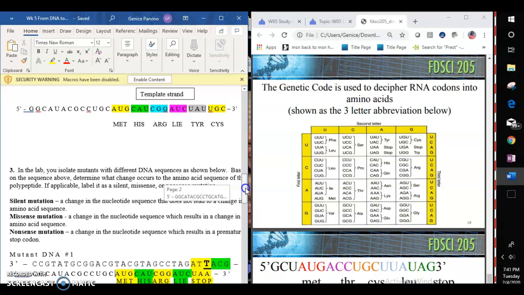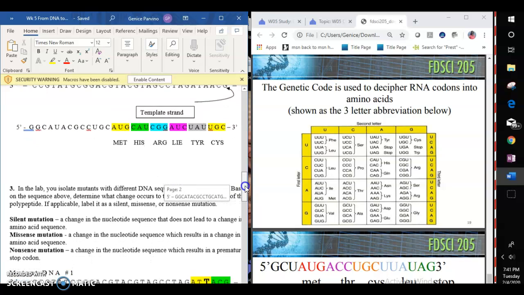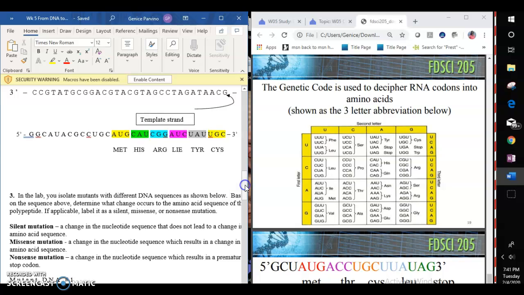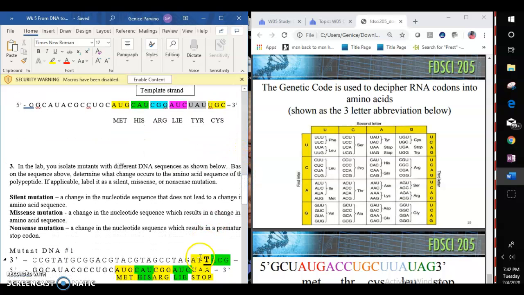All right, let's see what it was before. It was ATA, which transcribed into UAU, which means that it was the amino acid TYR. But this one doesn't transcribe to a UAU, it transcribes to a UAA. Let's see what that is. UAA means stop. So our amino acid chain just came to a grinding halt.